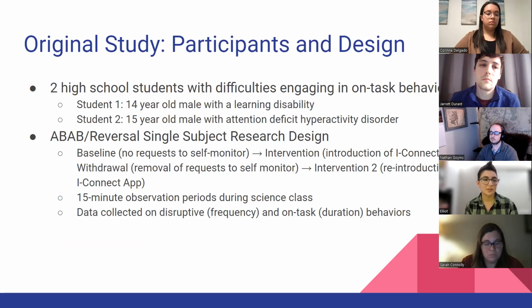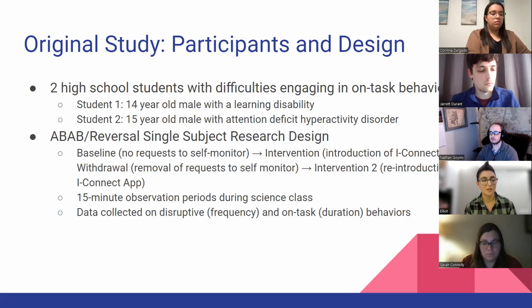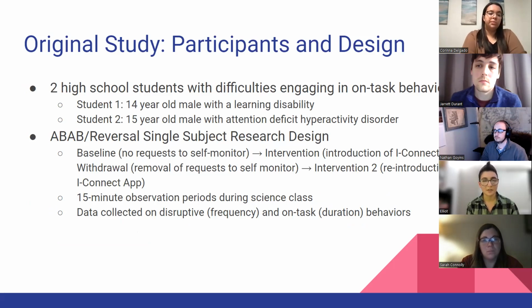So this study included 2 high school students, both with difficulties engaging in on-task behaviors according to their general education teacher. The first student was a 14-year-old male with a learning disability. They did not specify the exact learning disability. However, they did say that he may have a mood disorder as well. The second student is a 15-year-old male with attention deficit hyperactivity disorder.